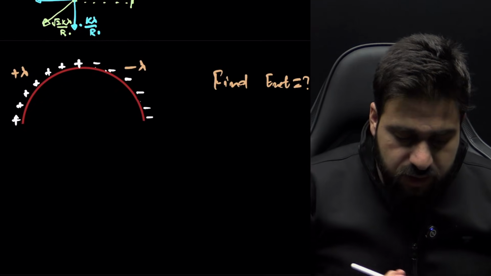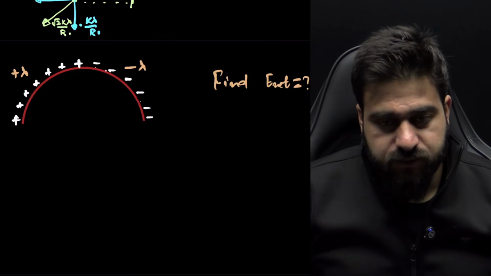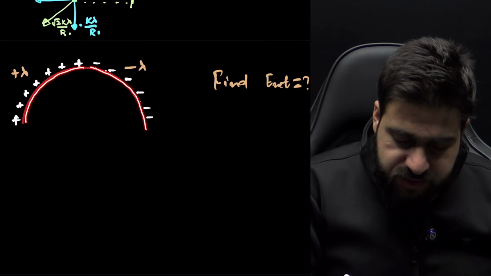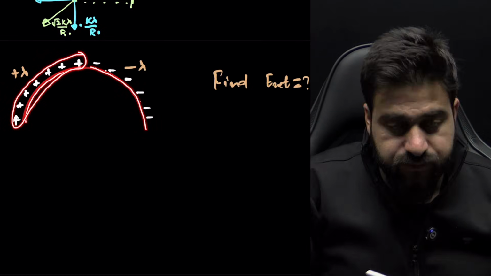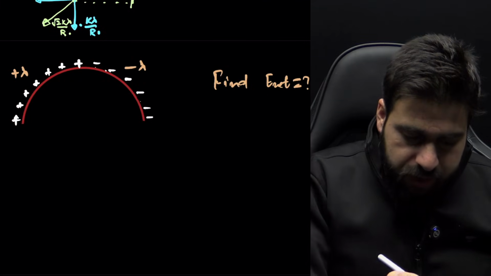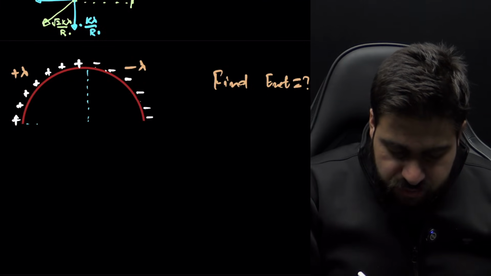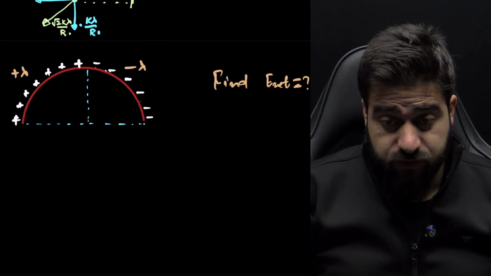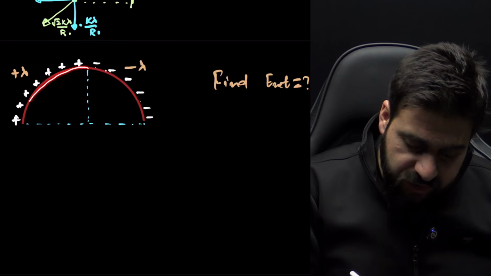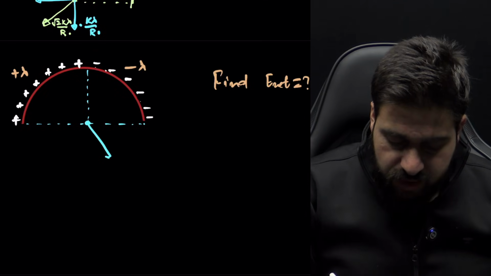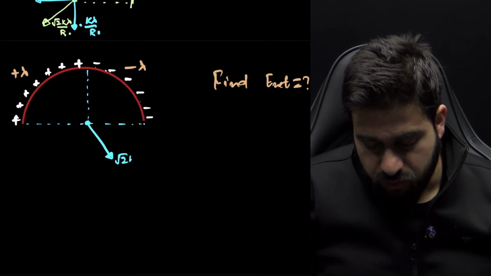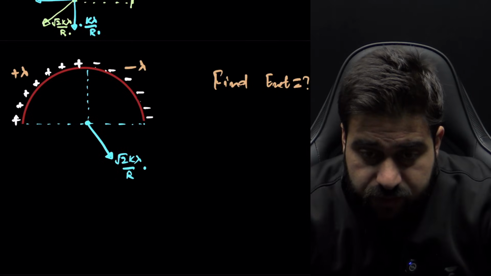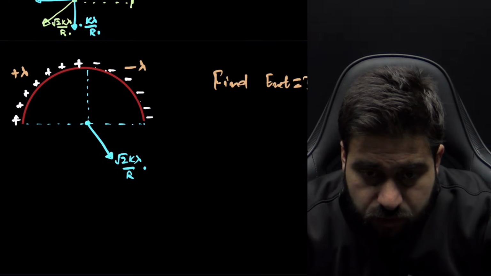Okay. Let's talk about this question. Find the net electric field. Guys, this is a semicircular ring. On this semicircular ring, charge is distributed on this chord. So you can break this into two chords, because charge is distributed on the chords over here. So we can say the electric field due to this chord at this point will be away from the chord. And how much? Root 2 K lambda by R, because the electric field due to a chord is root 2 K lambda by R.